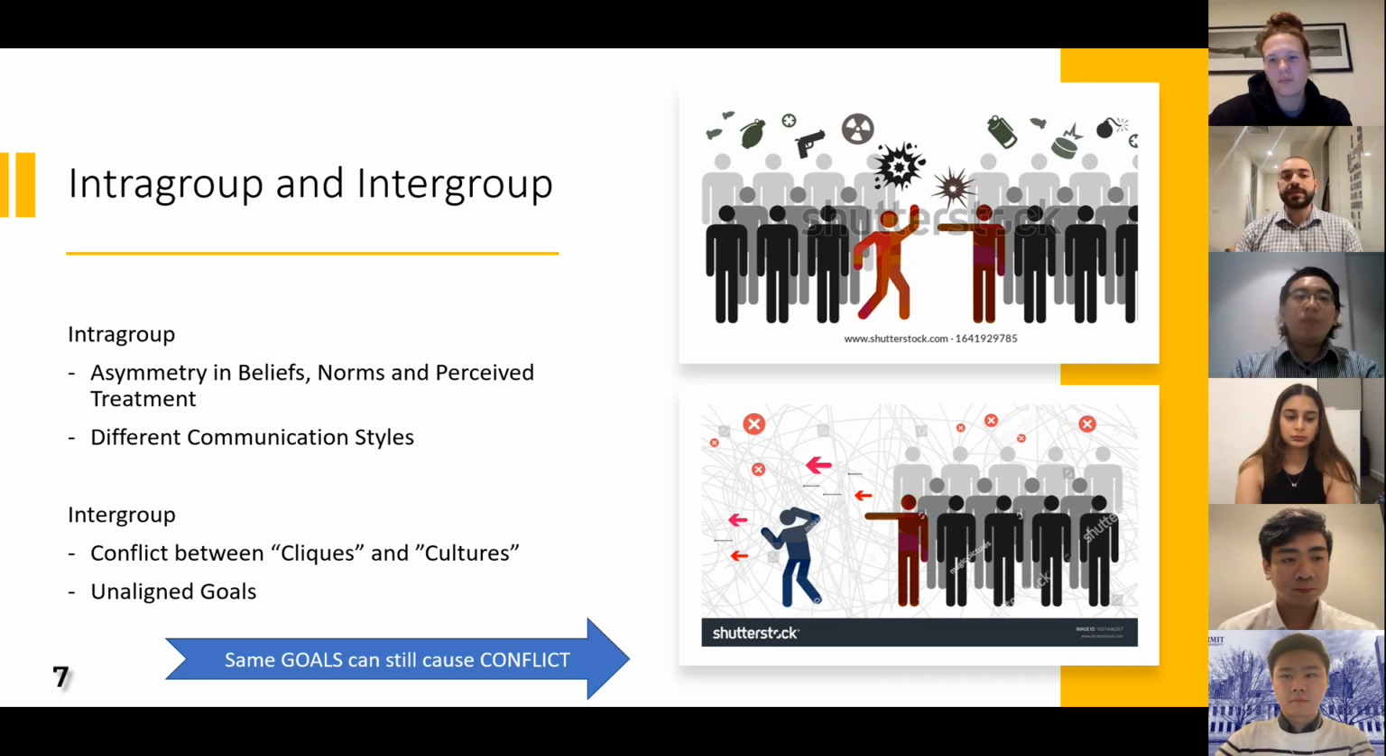Also, within an organization, if the different groups and subcultures are working towards different goals and objectives, this can also cause conflict, as certain steps that are taken to achieve the goal may not be compatible or in the best interests of other groups.